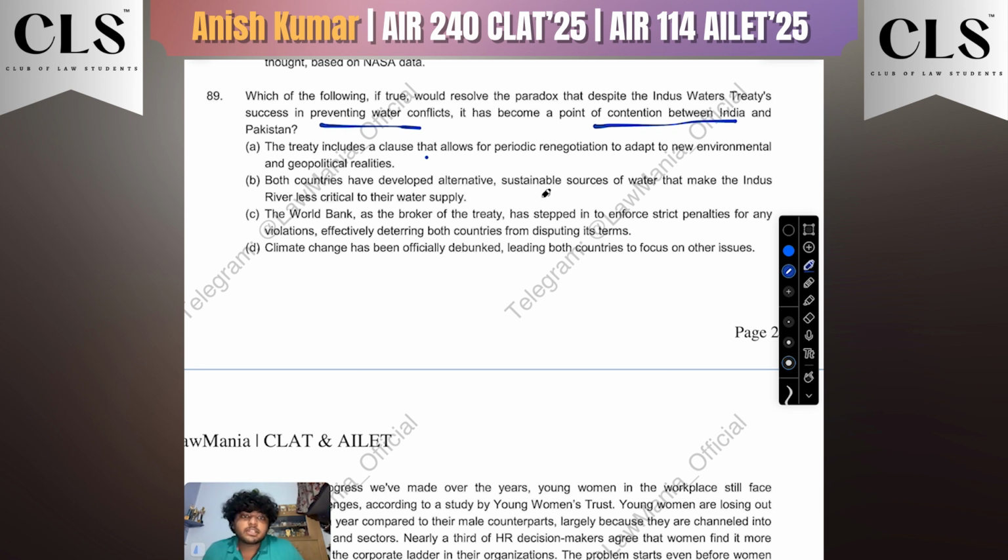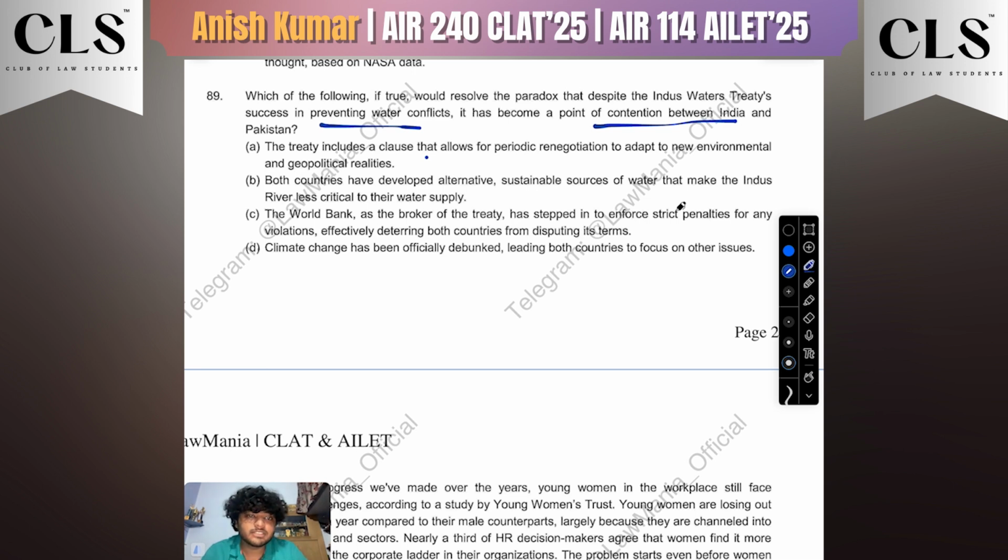Both countries have developed sustainable alternatives. That is not solving the paradox. Both countries have developed sustainable alternatives that make it less critical to the water supply, preventing water conflicts. So how does it become a point of contention if they have moved to other resources? No, this is entirely irrelevant.